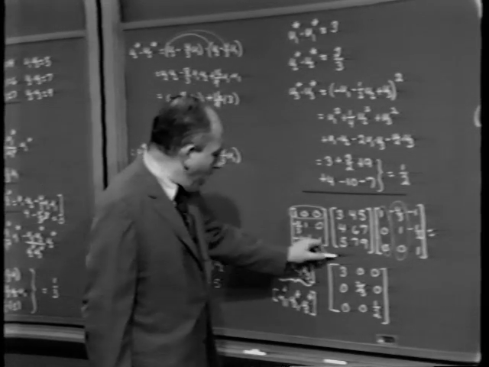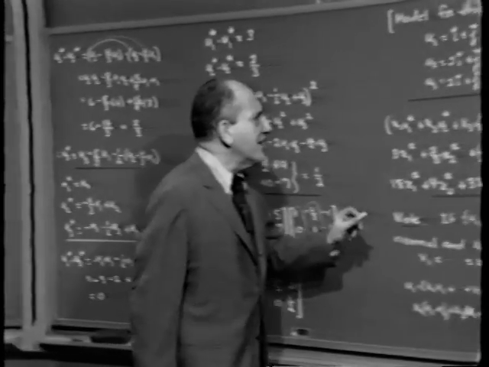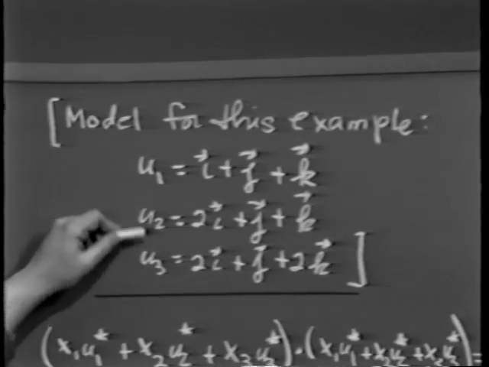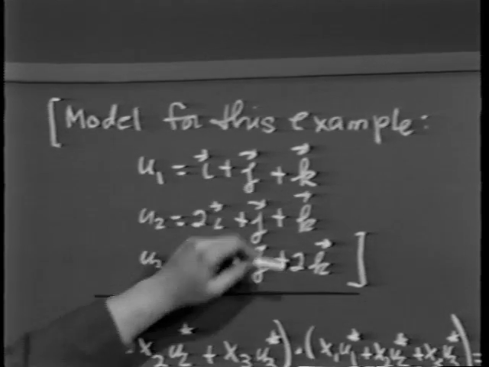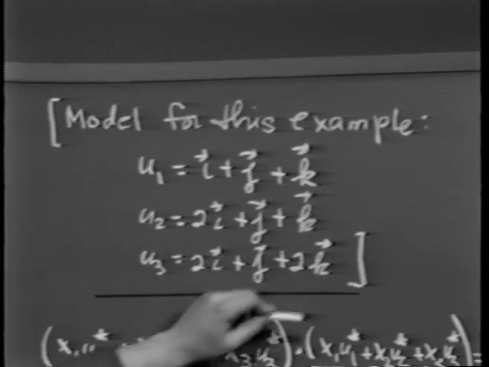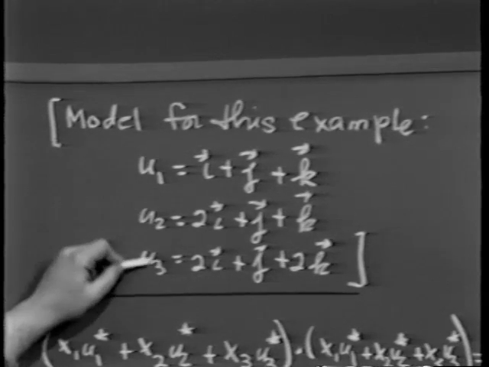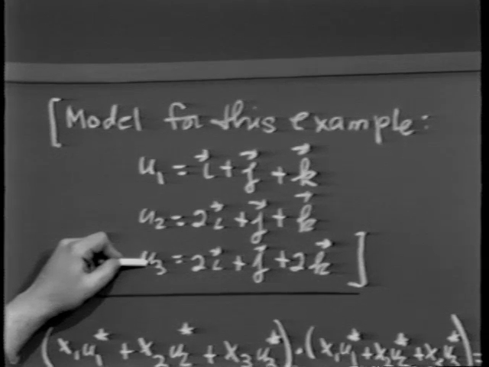But to help you see what this problem means, I have cheated. The place I got the data from for u1, u2, and u3 in this problem was that I thought of the following three vectors: i plus j plus k, 2i plus j plus k, 2i plus j plus 2k, and used these to make up the data for u1, u2, and u3 in this exercise.